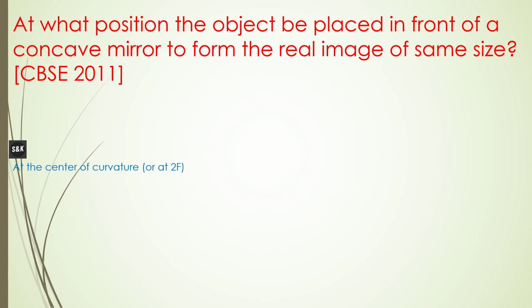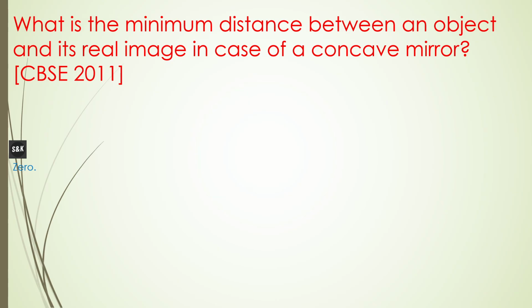Next, at what position should the object be placed in front of a concave mirror to form a real image of the same size? So the correct option is at the center of curvature, or at 2F in a lens. What is the minimum distance between an object and its real image in case of a concave mirror? So the correct option is 0.